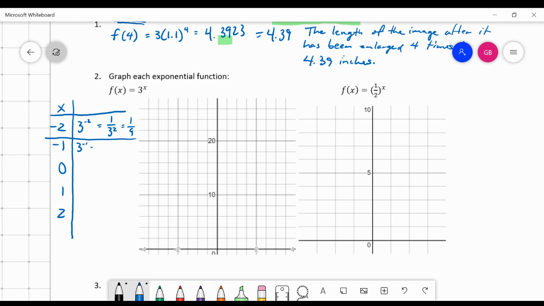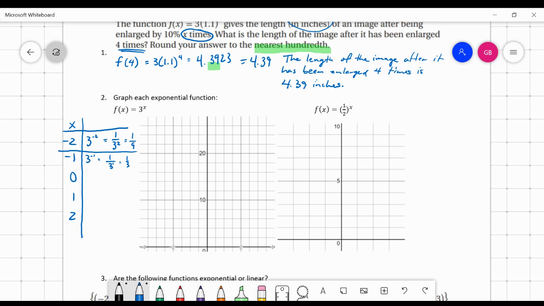3 to the -1 power, again, we have a negative exponent, so it goes to the bottom. So it's 1/3. 3 to the 0 power, anything to the 0 power is 1. 3 to the first power is 3. 3 to the second power is 9. And since we have space, 3 to the third power is 3 times 3 times 3, which is 27. So let's go ahead and substitute those values in. I mean, let's graph these table of values.